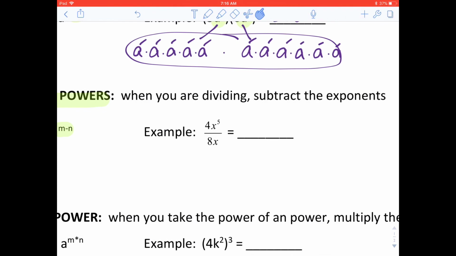Let's look at our example. Let's start with our big numbers. So we're going to use this guy right here. This will be our fraction bar. Let's start with 4 divided by 8. If I reduce 4 divided by 8, that is 1/2.